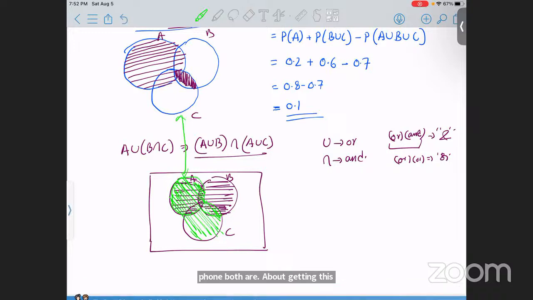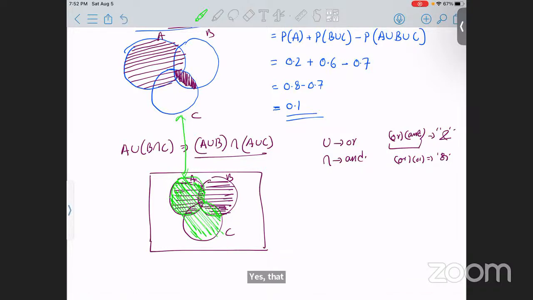Hello? Yes, sir. I am not able to understand. Look, you have to check like this. A union B means take all of A and B, strike all of A and B. And then intersection A union C means take the common from both of these. What is the common from both of these? This is the common.